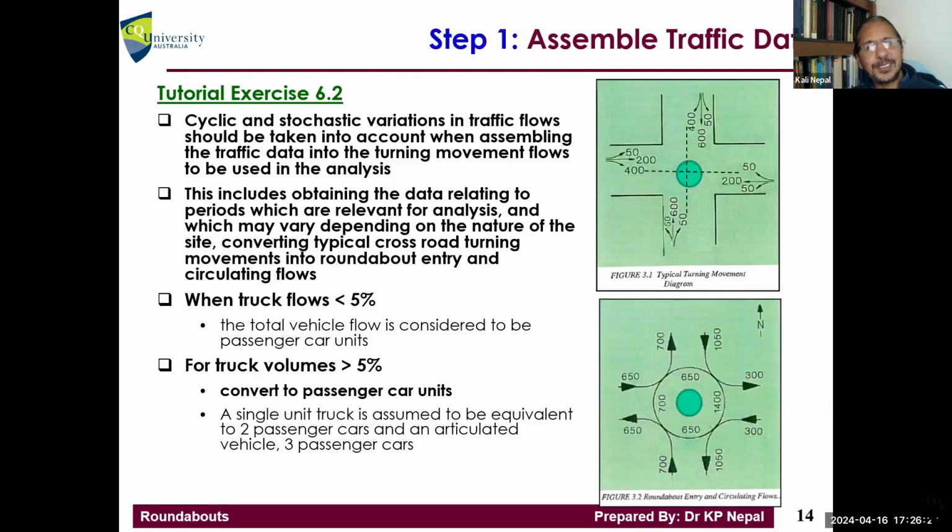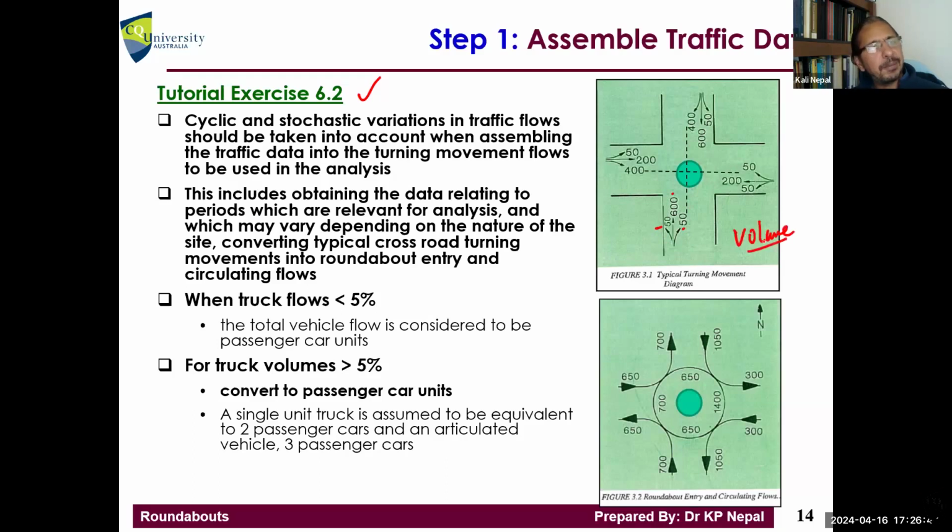So this is exercise 2. That's the same exercise we did in our SIDRA. Let's do this here. It's tutorial exercise 6.2. So this is the roundabout. From the south approach, 50 are turning left, 100 straight, and then 50 right. Same, all other data given. That's the volume data, traffic volume.